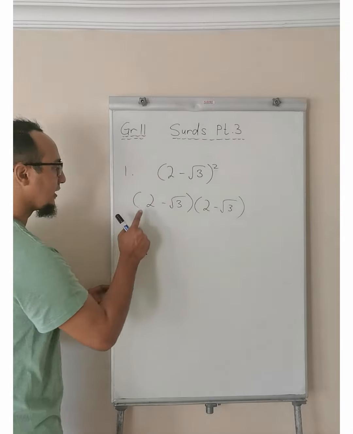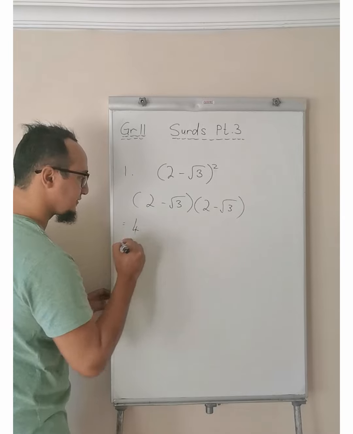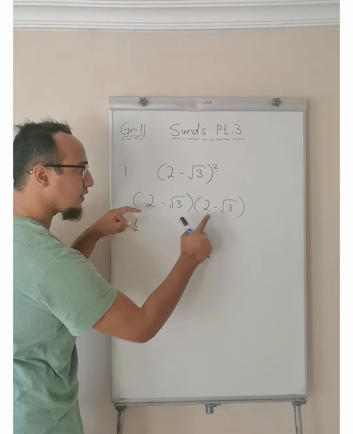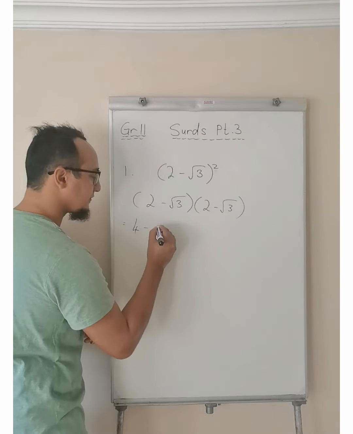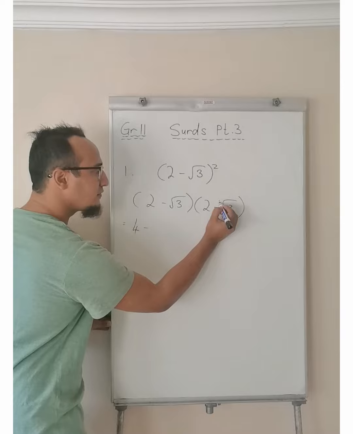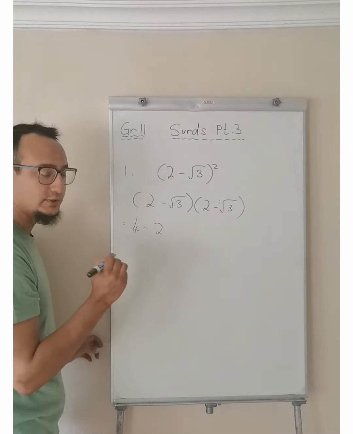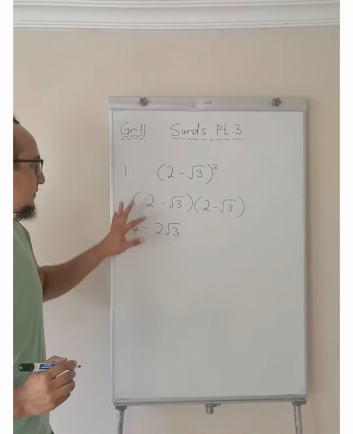So 2 times 2 is 4. That's very simple. 2 multiplied by negative square root of 3. Remember, positive times a negative is a negative. Now remember, there's an imaginary 1 over there, so 2 times 1 is 2. Do not forget about the square root of 3. Right, I'm done with this one.